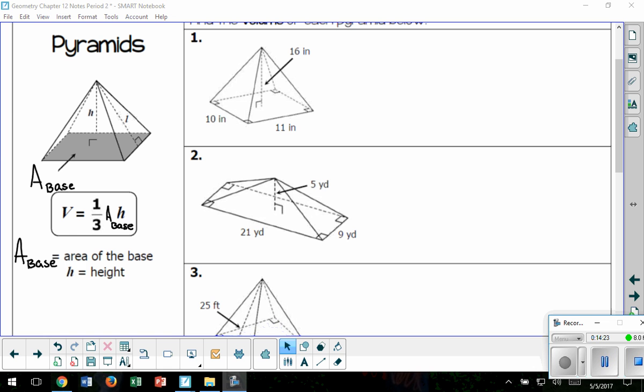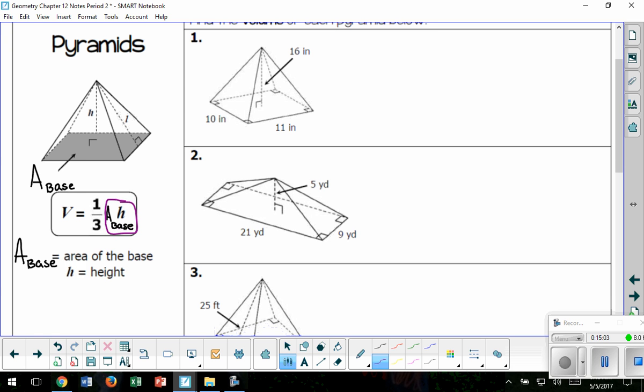I can also show you that the pyramid fits inside the cube. Okay. So this right here is actually the volume of the cube. That right there is the volume of the cube. And to find the volume of a pyramid, we have to take 1/3 of that. Okay.